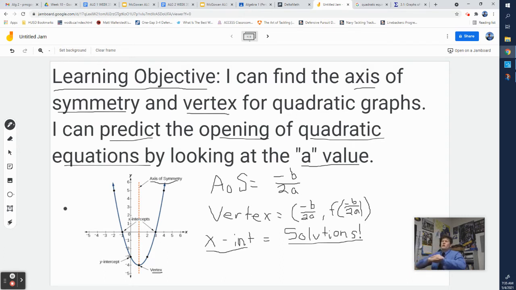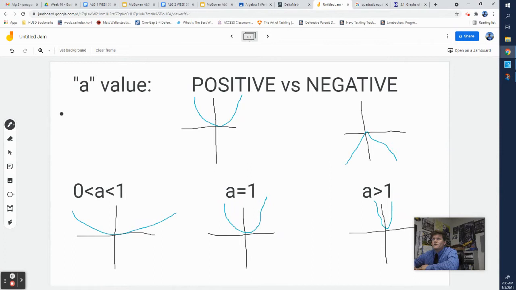Now, today we're not going to graph the whole thing. We're just going to intro it. So we're only looking at axis of symmetry and vertex. And we're also looking at the opening of these equations by looking at the A value. Let me show you what I mean by that A value. Let's say we had a typical quadratic where it's ax squared plus bx plus your constant c. This is where we get these different values. A is your coefficient with the x squared term. B is your coefficient with the x term.